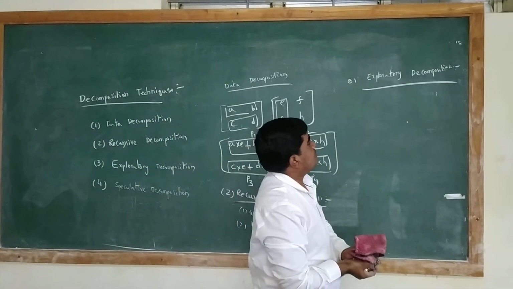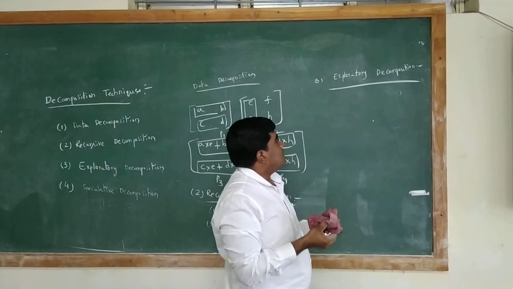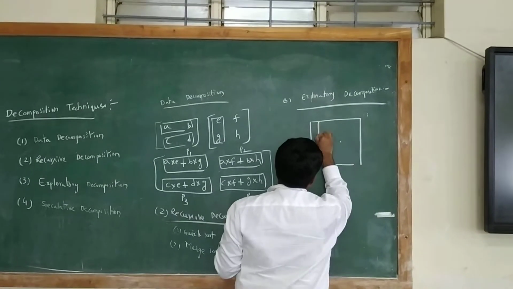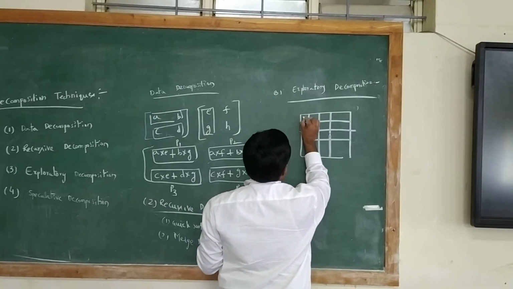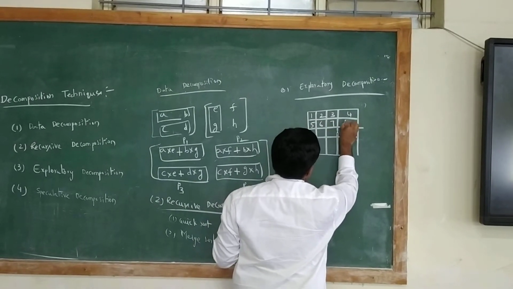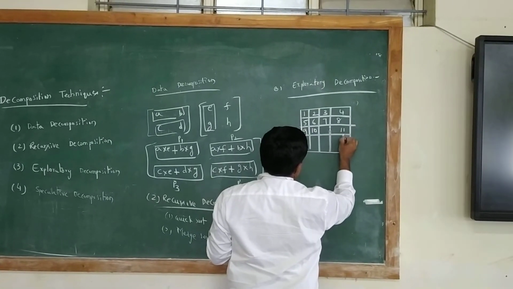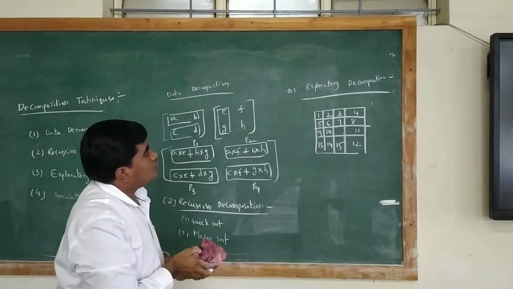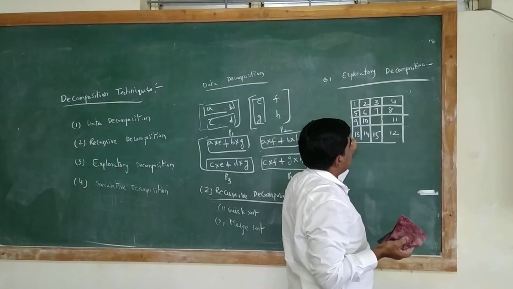Exploratory decomposition means the decomposition goes hand in hand. The best example is the puzzle problem. If you take a 16 block puzzle problem, suppose here 1, 2, 3, 4, 5, 6, 7, 8, 9, 10, leaving a blank, then 11, 12, 13, 14, 15. This is the given info. So we have to arrange all the values in sequence.